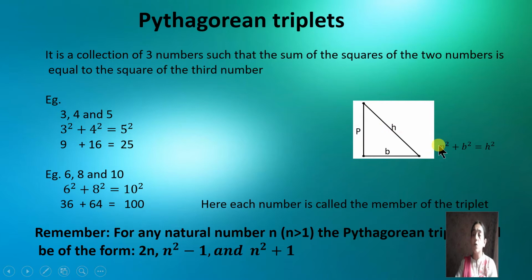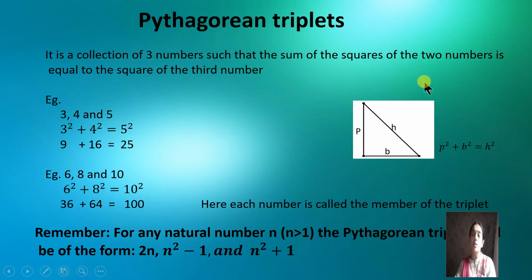So in this right angled triangle also they follow the rule of Pythagorean triplets. That is p square plus b square is equal to h square. That means the square of the length of the side which is perpendicular plus the square of the length of the side which is the base. I call this p and I call this b. So p square plus b square should be equal to h square.